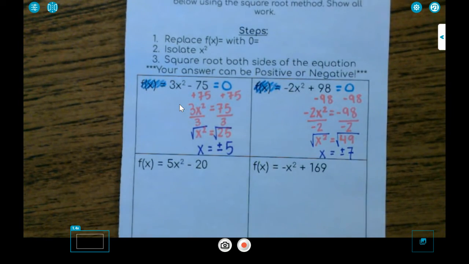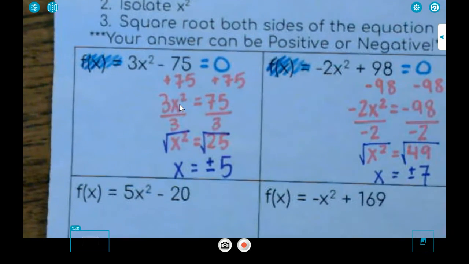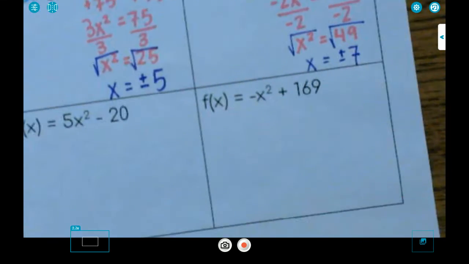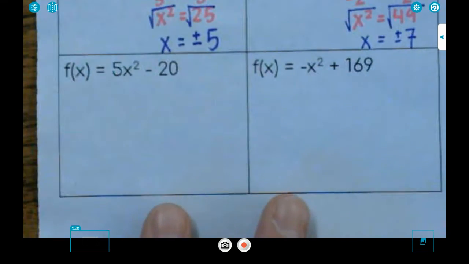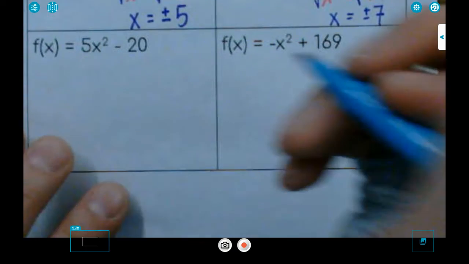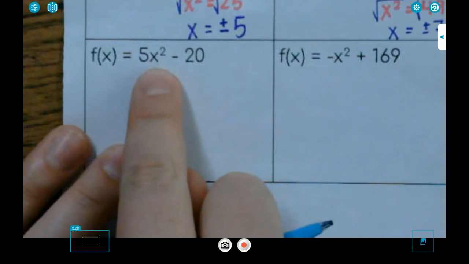Okay, any questions right now? Okay, we've got 2 more. Next one's pretty straightforward. Last one, something kind of weird happens. So let's get these next 2 done. Talk me through this next one. Somebody, what's the first thing I should do on this 5x squared minus 20?